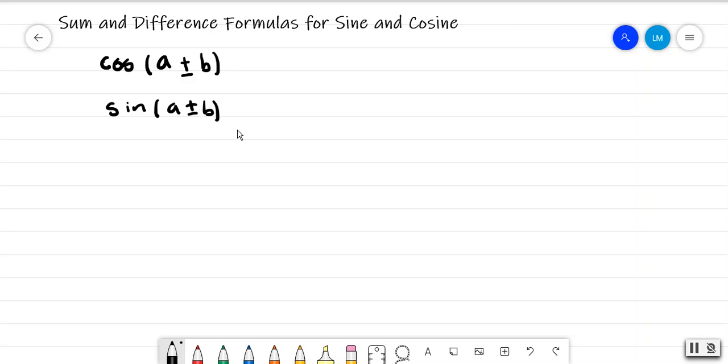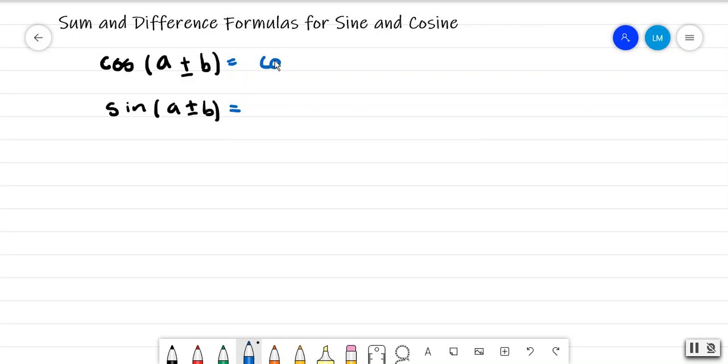Hello, in this video I'm going to look at the sum and difference formulas for sine and cosine. For the most part, we're just going to look at the formulas for each of them and know how to use them. You can actually derive these by using the distance formula for each of these. Though, let's go ahead and just look at the first one, cosine of A plus or minus B.